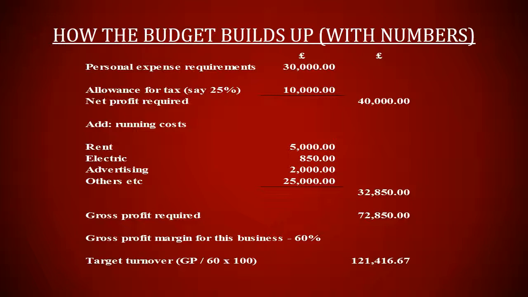Now, the final step is to calculate the target turnover. This business operates on a gross profit margin of 60%, so we can use that information to work out that the business needs an annual turnover of £121,416. Does that make sense overall?